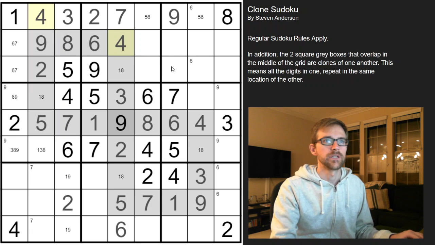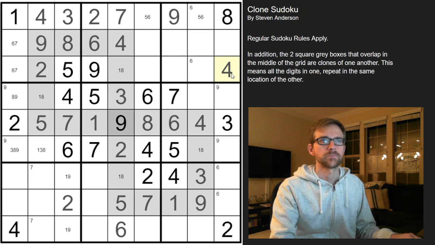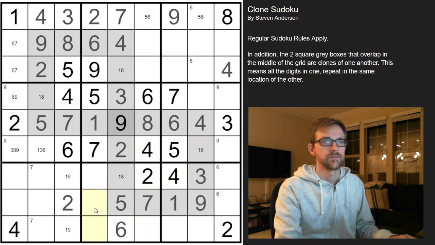These 4s communicate down here. These 2 cancel those out, so that is now a 4. Let's see, this 4 blocks those, this blocks that one, so we have a 4 in one of these two.